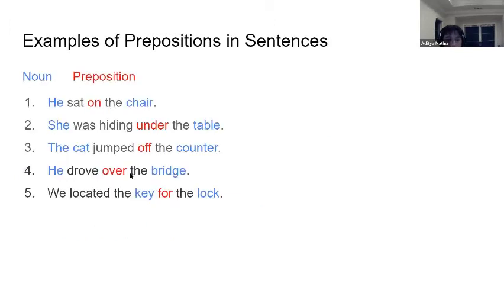So let's look at some examples. In this first sentence, Harsh, can you read this first sentence? This first one I'm circling.